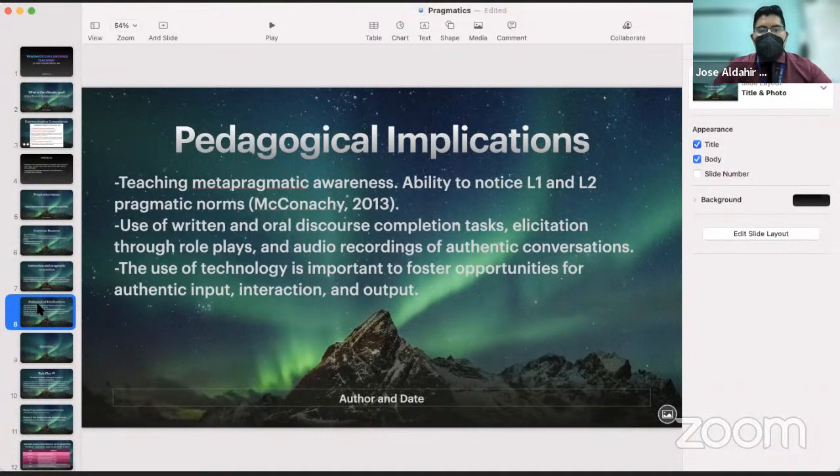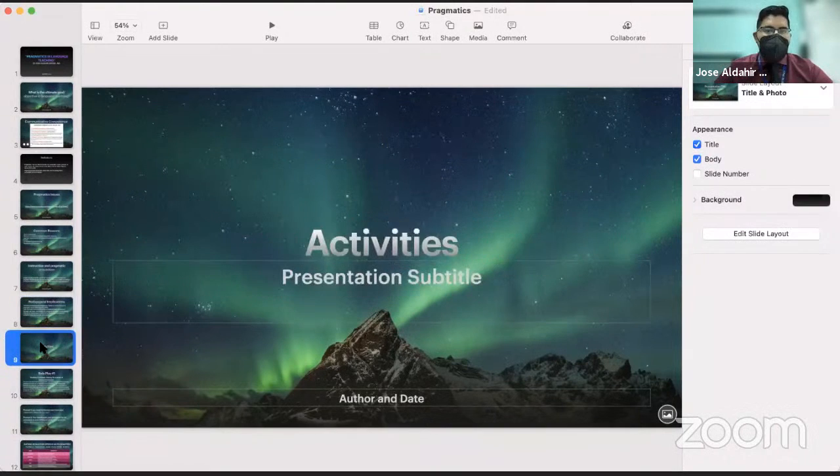And since we do not have the opportunity to have a native speaker in every single classroom, we can use audio recordings or clips from the internet, and this will be authentic conversation, right, that we're going to use in our classrooms. So here is where the use of technology is important to foster opportunities to create authentic output, interaction, and of course, authentic input.